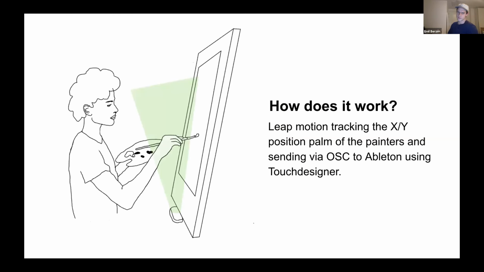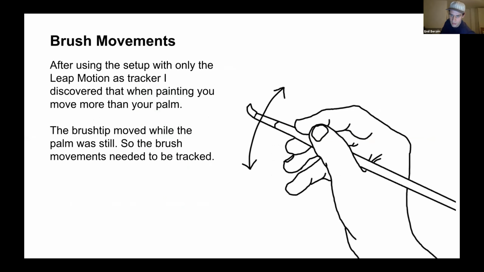I started off using a Leap Motion, tracking the palm of the artist moving the brush on the canvas, and sending OSC into Ableton using TouchDesigner. But after I played around with it and painted a lot, I realized that you do a lot of small movements with the brush to paint details, and then you don't move your palm. Your palm is quite still, and if I'm only tracking the palm, the sound won't change as I'm doing details.